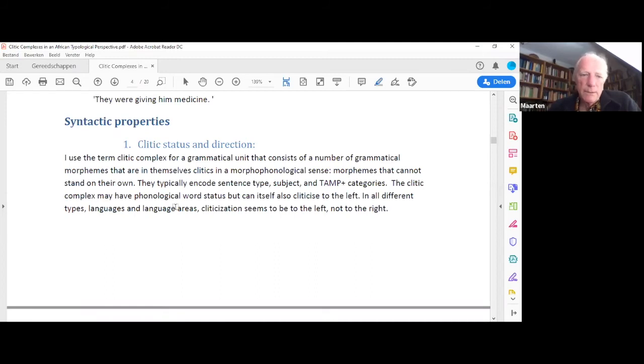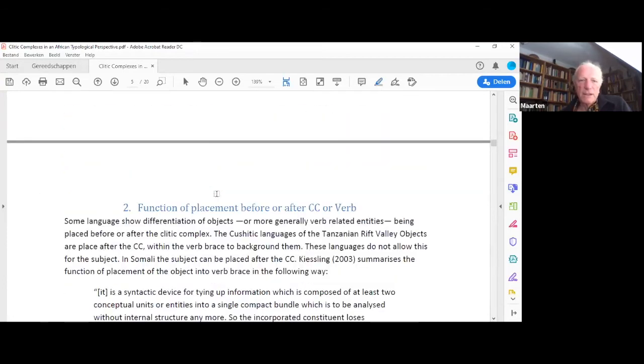So I think we would have to indicate that these things are actually clitics. For a lot of the examples that you've seen, they're written as separate words. For those Cushitic languages, yes, they are written as separate words, but they themselves can cliticize to the left. So we have to know in what direction the clitic complex cliticizes. It's something to always take into account. Actually, this is true for all of them, also for the West African ones. It's always left cliticization.